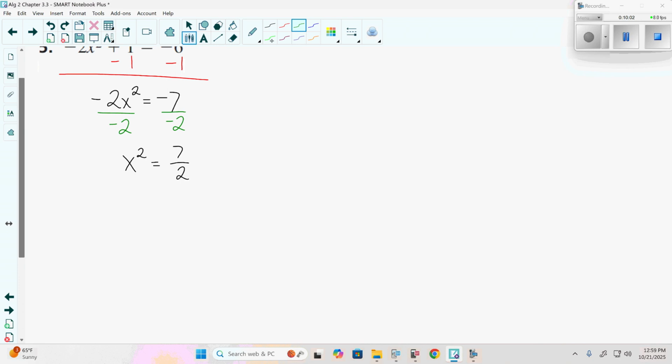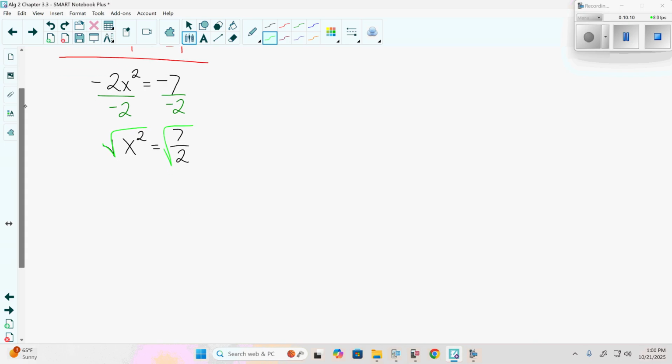Now we do finally have the x squared, our squared term, by itself, which means we can take the square root of both sides. And our square root of x squared is going to be x. Now, since we did take the square root of both sides, we're going to put the plus or minus.